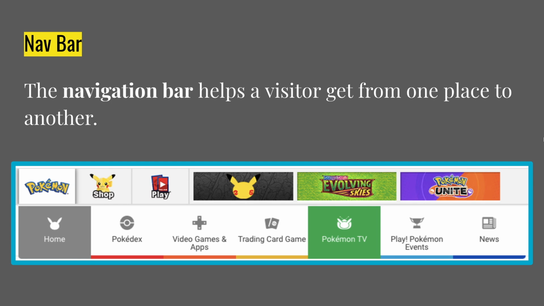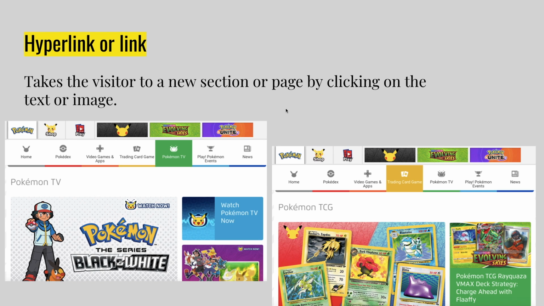Nav bar. The navigation bar helps a visitor get from one place to another. This nav bar is probably one of the most complex ones I've seen. They actually have 11 links that you can go to. I believe they have 7 on top and 6 here on the bottom. So this is the Pokemon site's nav bar. There's a lot of places you can go visit.